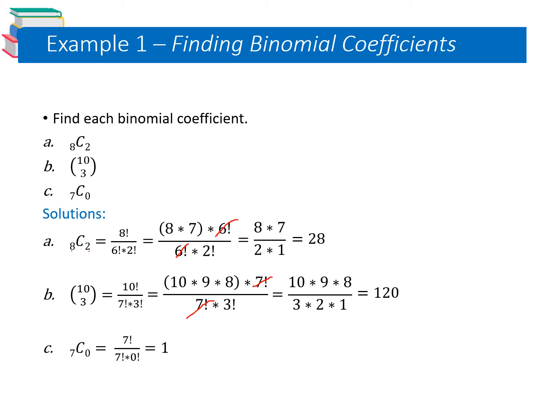Lastly, 7C0 is equal to 7 factorial over 7 factorial times 0 factorial. So, 0 factorial is equal to 1. So, 7 factorial over 7 factorial, that is 1.